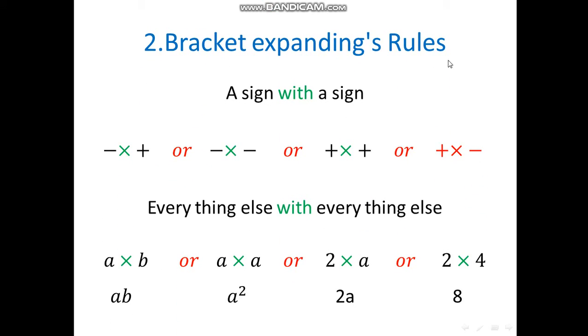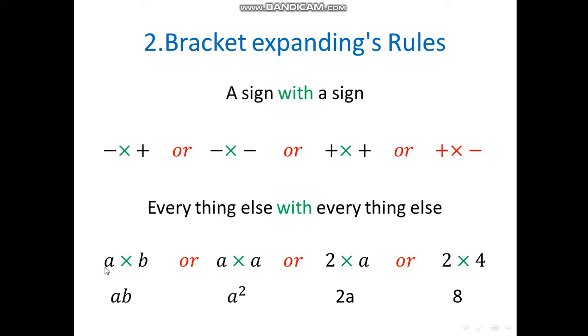Second, bracket expanding rules: a sign with a sign. You always multiply a sign with a sign. Sometimes you see minus 2, and it's correct that the 2 has a minus sign, but you multiply the signs with the signs and the other things with the other things. So it's minus times plus, or minus times minus. You always multiply a sign with a sign.